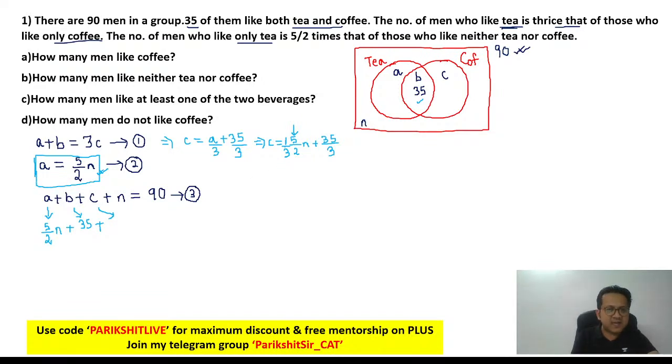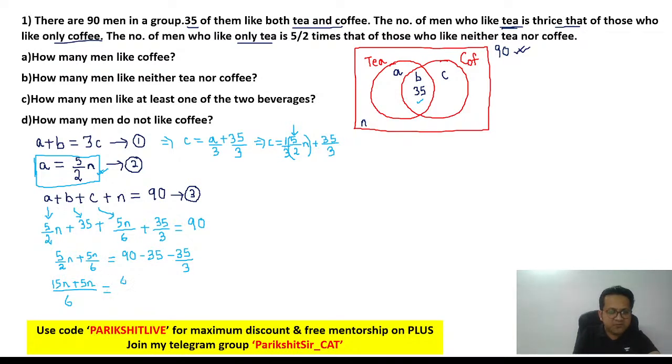So overall I can say C is equal to 5N by 6 plus 35 by 3. Then 5 by 2 N plus 5N by 6 plus 35 by 3 is equal to 90. Are we okay on this? I think we should be okay. Let's continue. So let's put the N on one side: 5 by 2 N plus 5N by 6 is equal to 90 minus 35 minus 35 by 3. Can you take the LCM? I think we can. So 15N plus 5N is equal to 65, right?